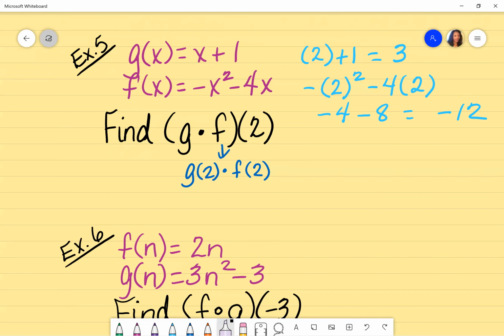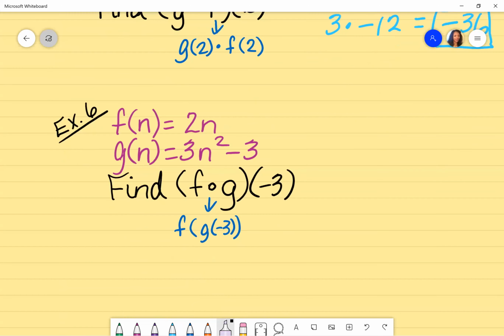Well, my 2 answers were here. What I was asked to do is to take those answers and multiply them together. So that's what I'm going to do. So I have 3 times negative 12. So my final answer, once I simplify it, is negative 36. Maybe I should have left those highlighted so you'll know. Okay, so I'm simply following these directions here.